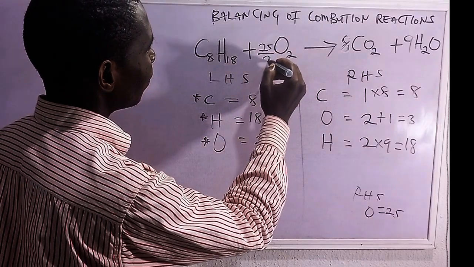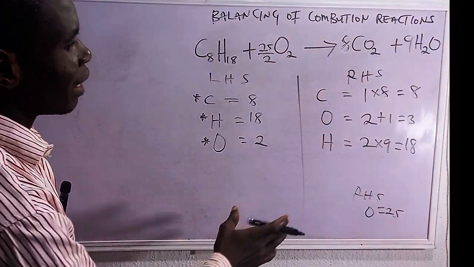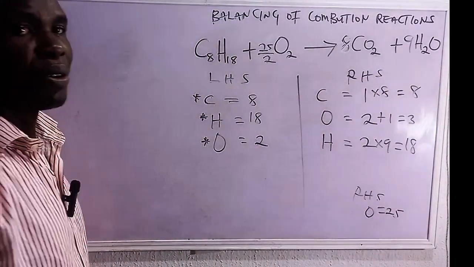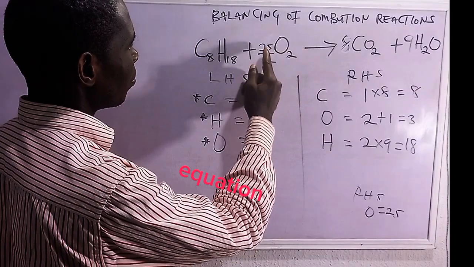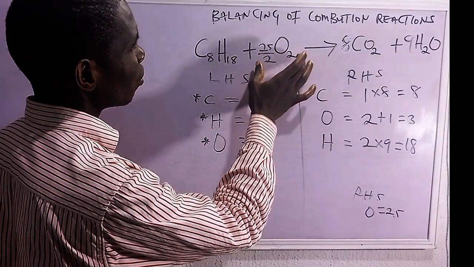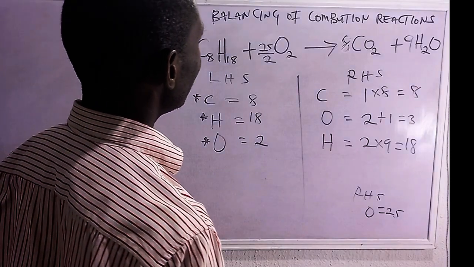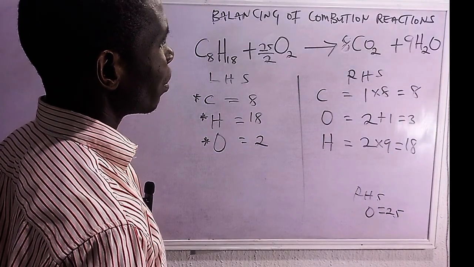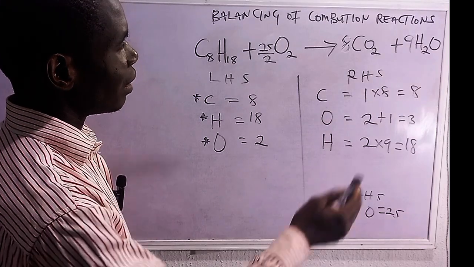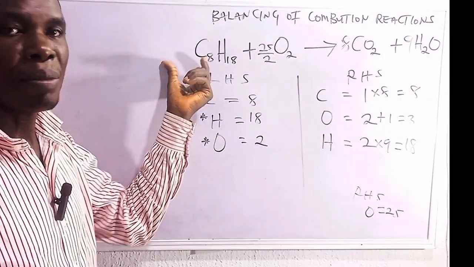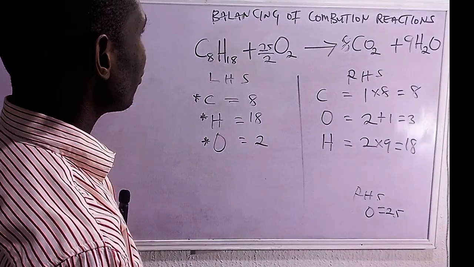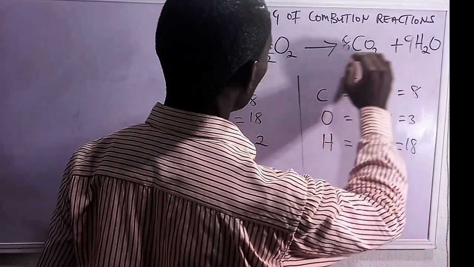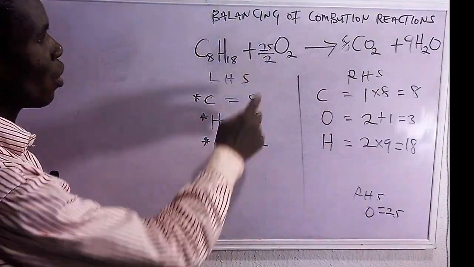So we have to divide this by 2 so that we can now have 25 oxygen at both sides of the reaction. Multiplying 25 over 2 by 2 will give us 25 at the left hand side and 25 oxygen atoms at the right hand side. This is similar to a linear equation with fractions. So how do we clear fractions? We clear fractions by multiplying each term by the LCM of the denominators, which is 2.